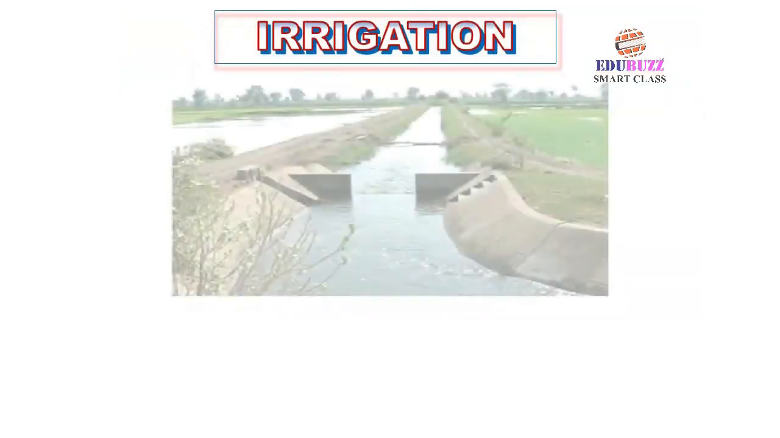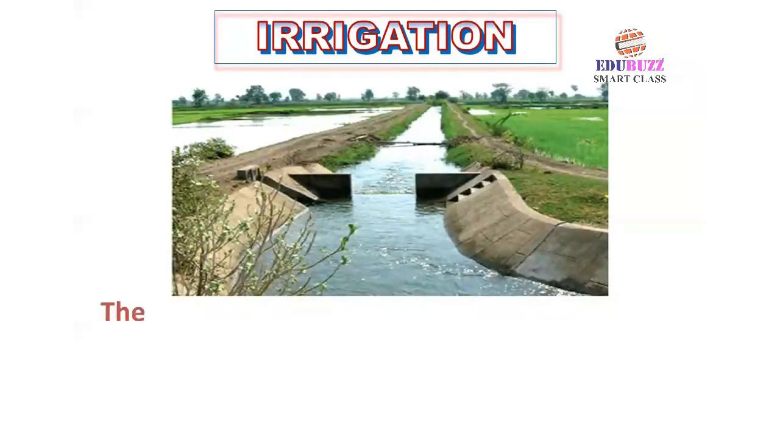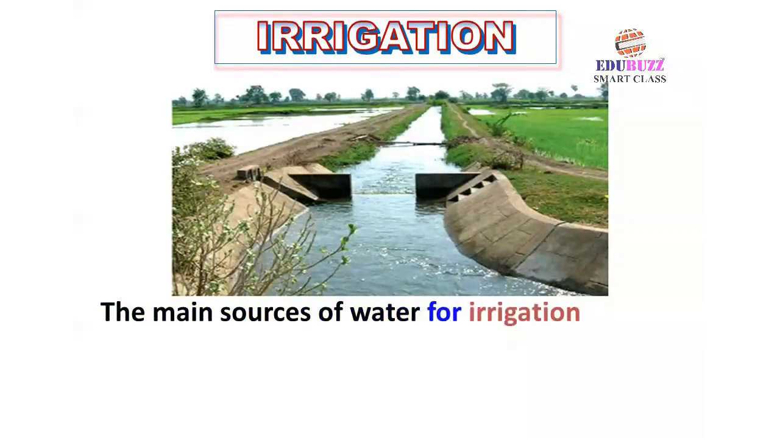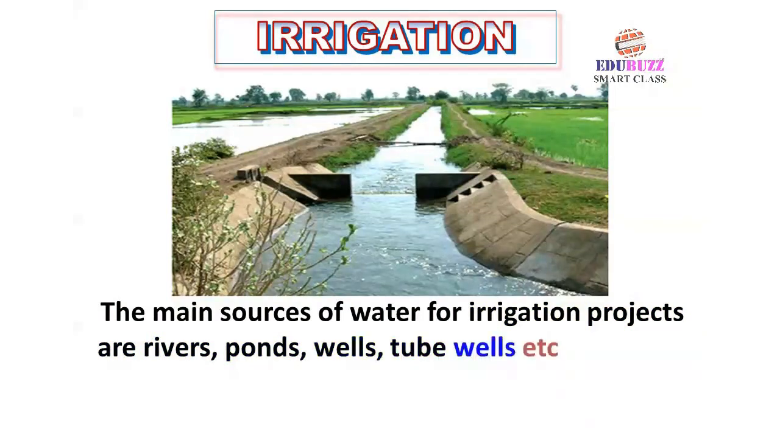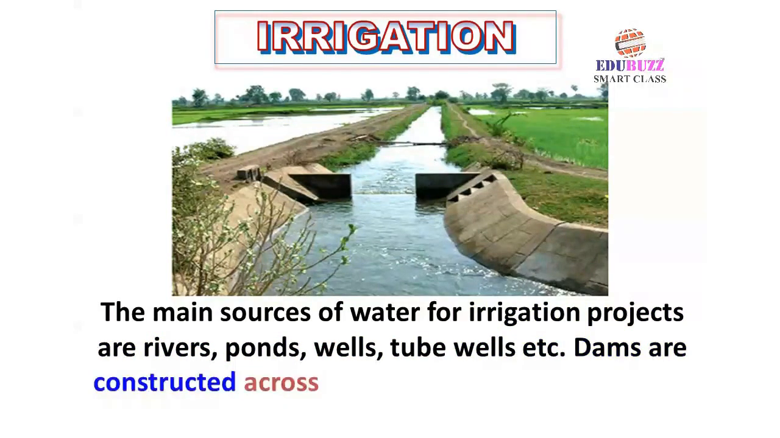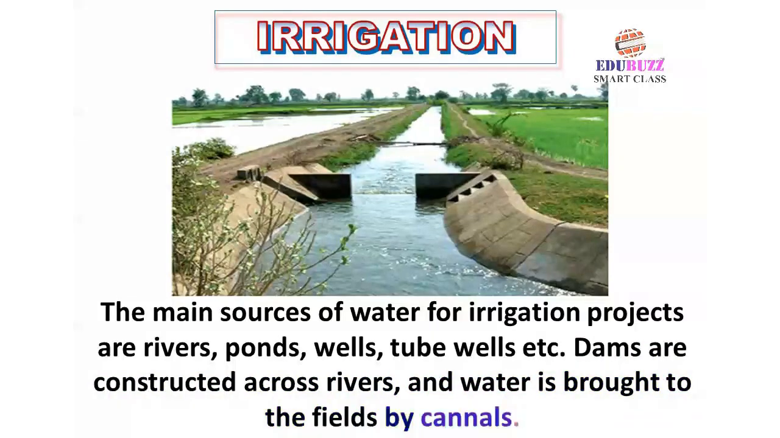Irrigation. The main sources of water for irrigation projects are rivers, ponds, wells, tube wells, etc. Dams are constructed across rivers and water is brought to the fields by canals.